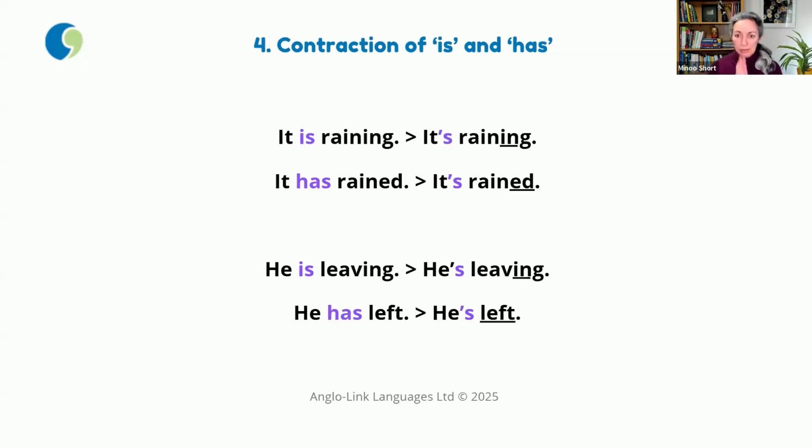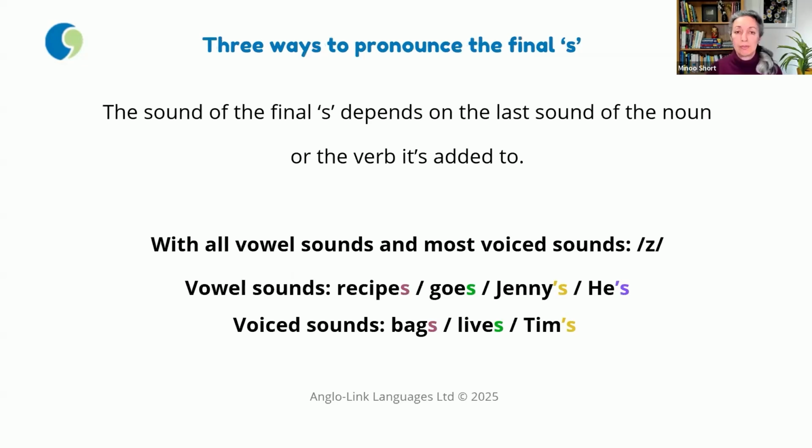The only way to know whether the contraction apostrophe S is or has is by looking at the verb that follows it. If it's with ing, so the present participle, obviously it is, the present continuous tense. If it's the past participle, ed, or the past participle of an irregular verb, then it has rained, the present perfect tense.